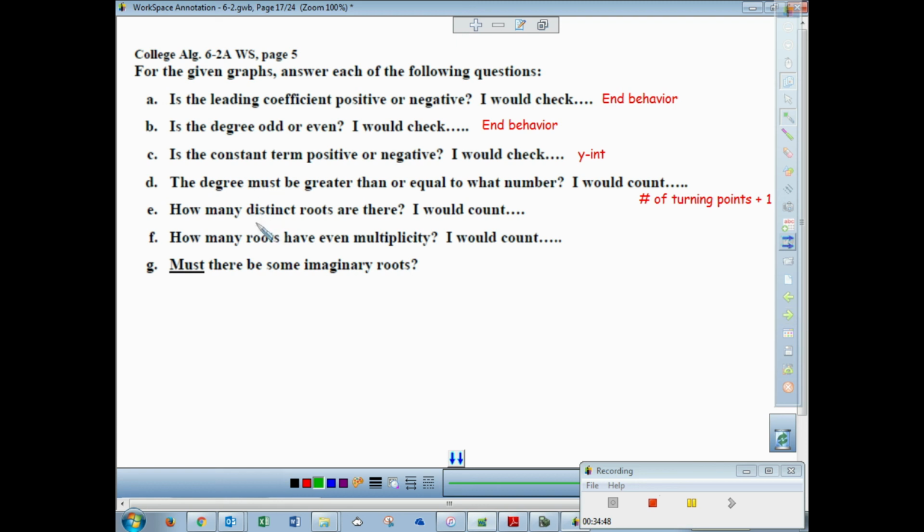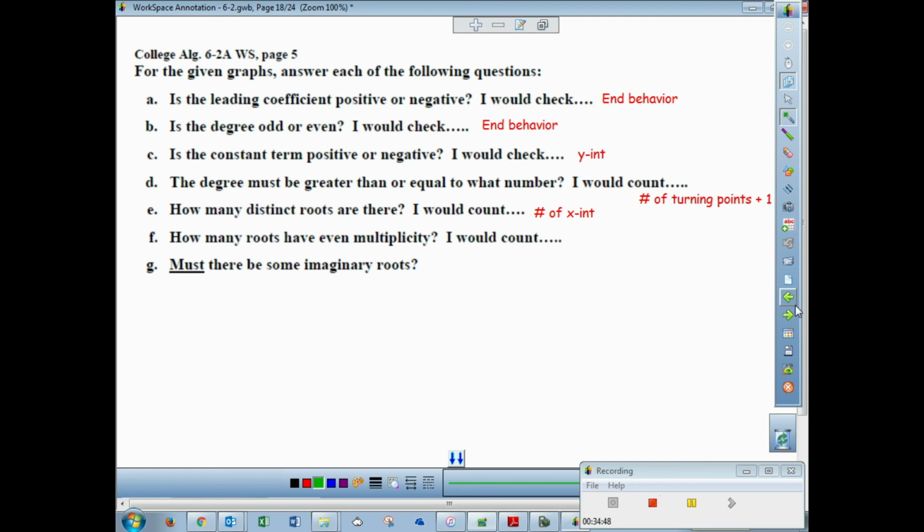How many distinct roots are there? That's an interesting word. Distinct roots. You can see them. The roots, we've been trying for maybe 4 years now for you to understand what the roots are. The roots are the band on The Tonight Show, and also the roots are the x-intercepts, where that thing crosses the x-axis. When you solve a quadratic equation, you are finding the roots. So you count the x-intercepts, the number of x-intercepts. How many roots are there? You count the number of x-intercepts.